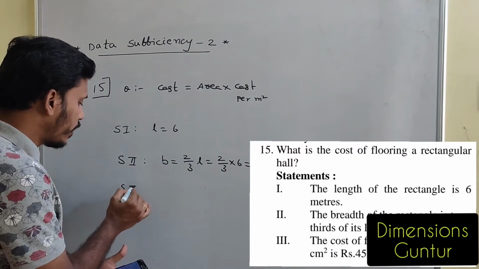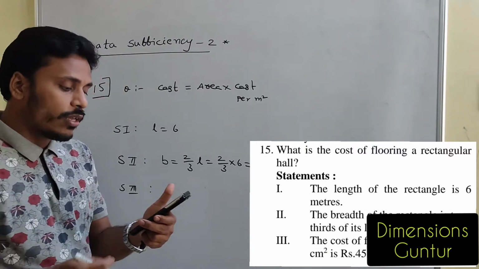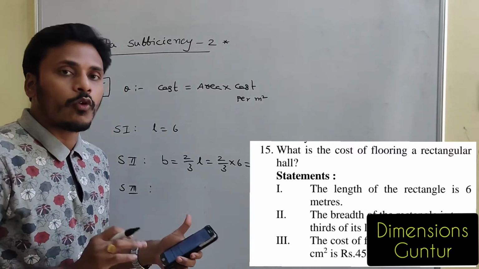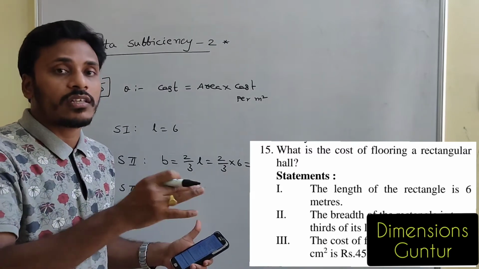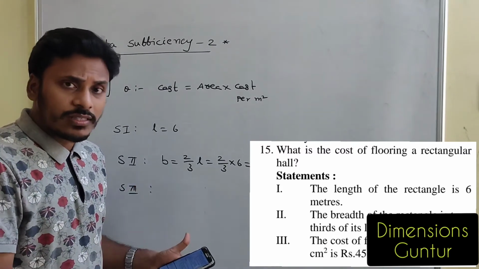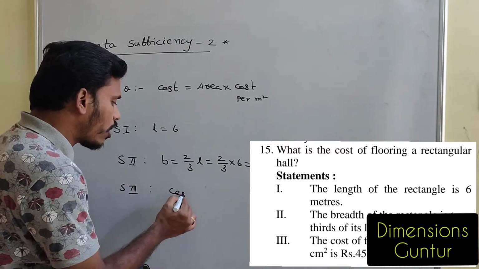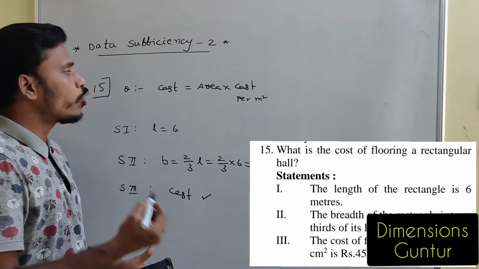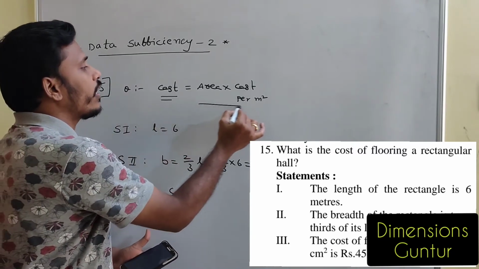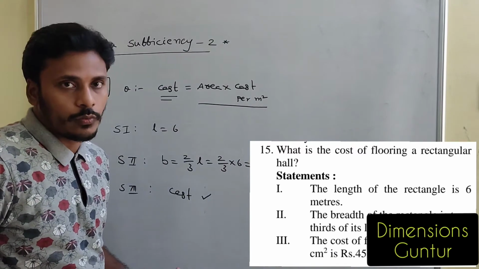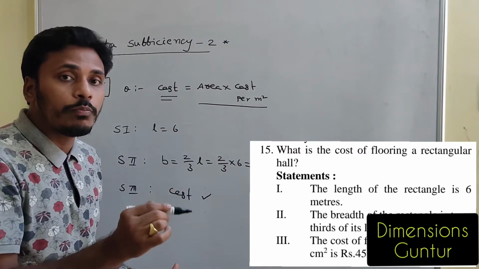And statement 3 mentions that the cost of flooring 100 centimeters square is 45 rupees. See, for 100 centimeters square it costs 45 rupees. For 1 centimeter square, it is 45 by 100. So here the cost is given. To find the cost of flooring, we need to multiply the area with the cost per square unit. To find the area of the rectangular hall, L into B is the rule.